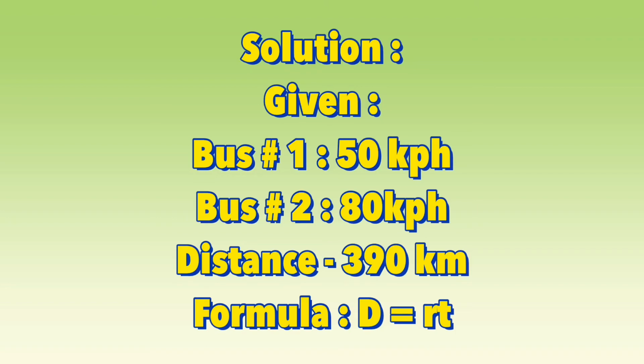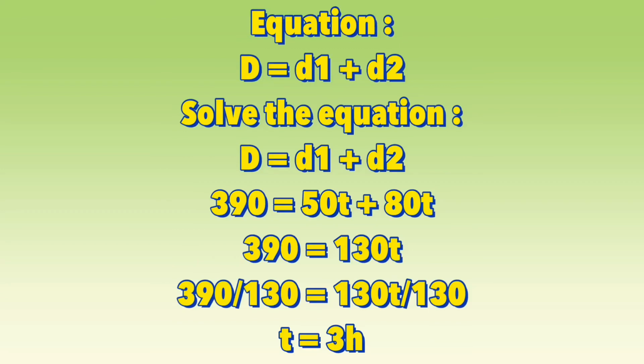Our formula, D equals RT. Equation: D equals the distance of bus 1 plus the distance of bus 2. And solve the equation. The distance covered is 390 equals the distance of the first bus plus the second bus, which is RT. So the rate of the first bus is 50 times T plus the rate of the second bus is 80 times T. Then our next step is to combine like terms. 50T plus 80T equals 130T. And 390 just copy, and we have to divide both sides by 130. So 390 divided by 130 equals 3, and 130T divided by 130 equals T. So therefore the time is equal to 3 hours.